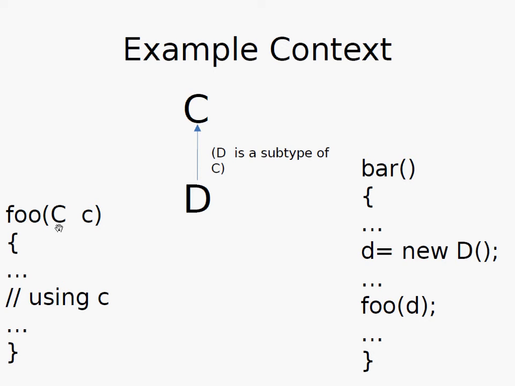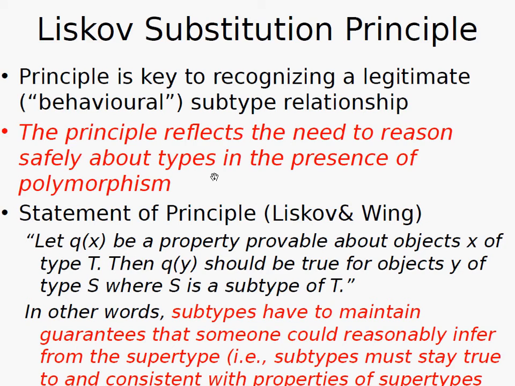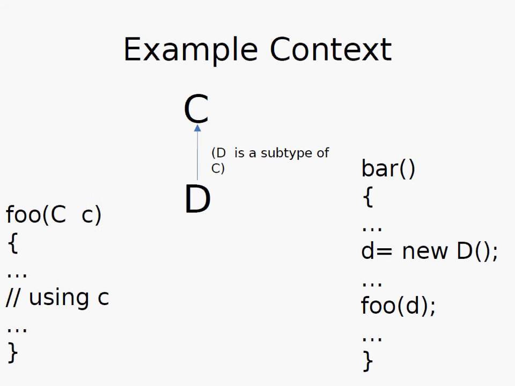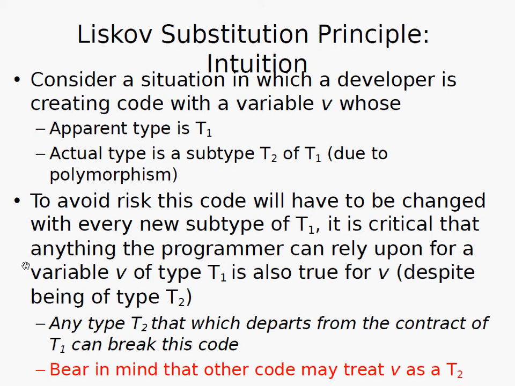So imagine we're writing foo. We have something that all we know is that it's a C, but secretly it's a D, right? And we're going to be reasoning about, to avoid breaking this code in foo, what has to be maintained? What has to reliably be the case for us to write that code in foo and know it won't break whenever a new subtype is introduced, okay?